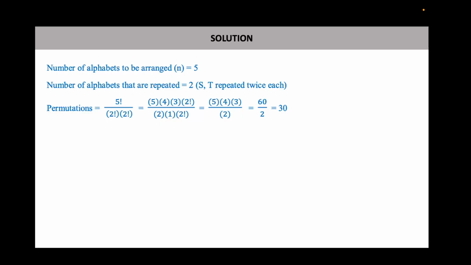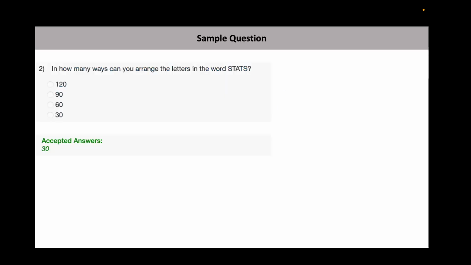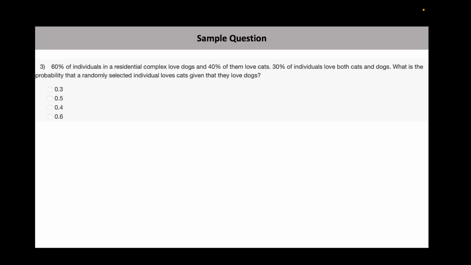I hope this question was clear, and the answer to this question is 30. The question asked was how many ways you can arrange the letters in the word stats, and the answer is 30. You can arrange the word stats in 30 different arrangements. These were the two questions for your combination and probability. Now let's move on to question number three, which is on your screen.